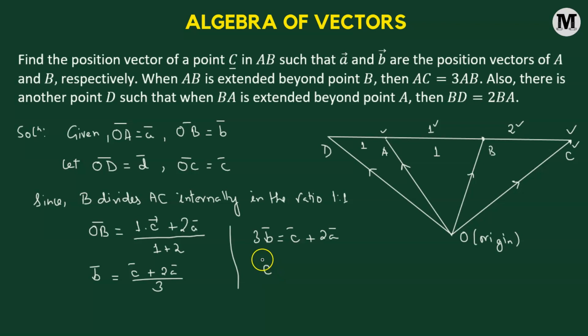Now we can rearrange the terms to find out c vector. So c vector will be 3b vector minus 2a vector. And what is c vector? That's nothing but OC vector. The OC vector is given by 3b vector minus 2a vector, and this is going to be the position vector of the point C.